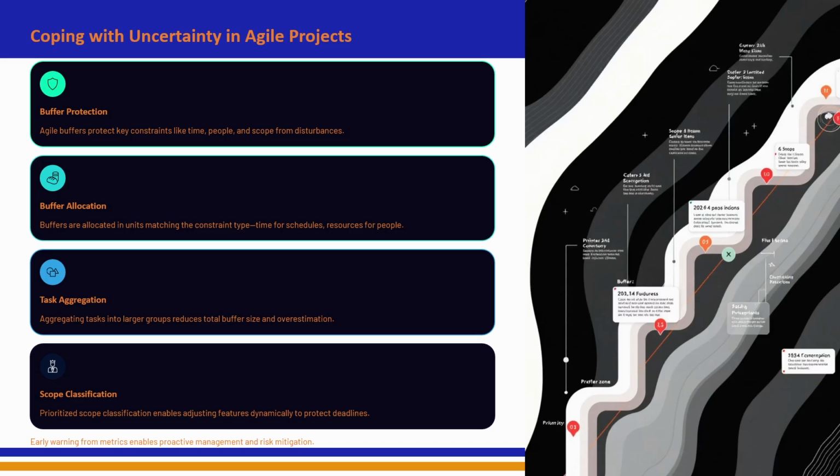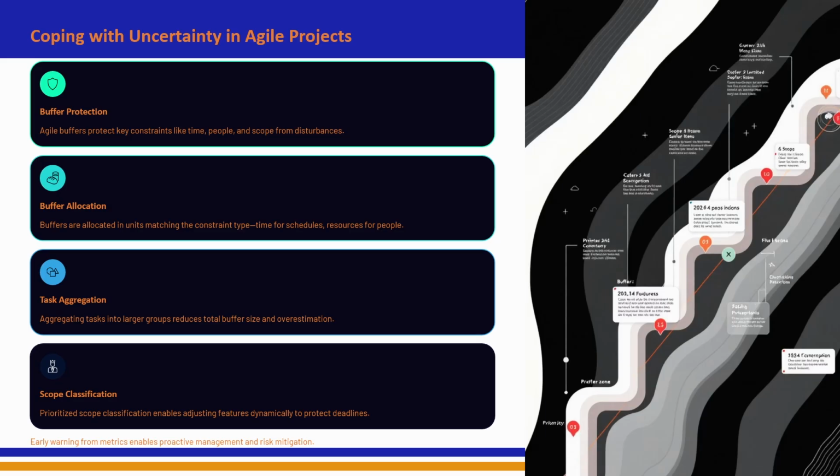If resources are the risk, backup team members may be assigned. This helps prevent project delays due to missing people, skills, or time. Task aggregation. Aggregating the tasks into larger groups reduces the total buffer size and overestimation. Instead of estimating each small task separately, Agile groups related tasks together. This avoids adding too many unnecessary safety margins and keeps planning realistic.